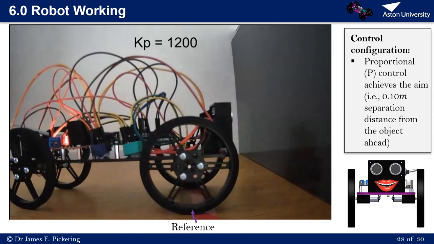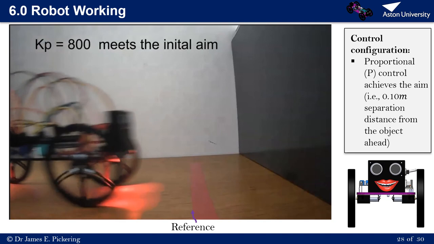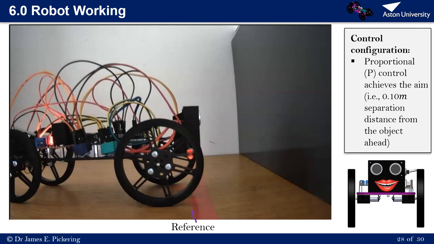So then if we go for 1400, you can see we're significantly going over the reference, and we've got steady state error. So Kp equals 800 meets the initial aim of the reference. You can see the LED there is blinking because we've pretty much met the reference. So you can see in this case, a proportional control gain was sufficient to meet the initial aim.